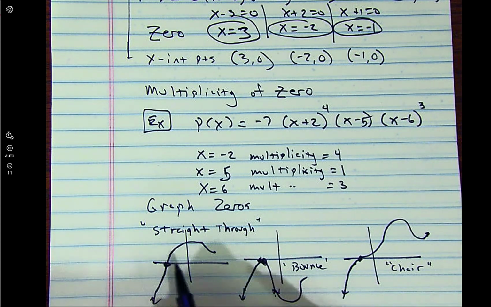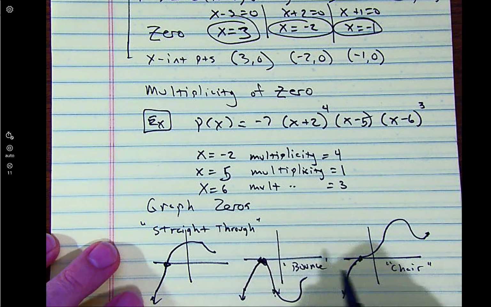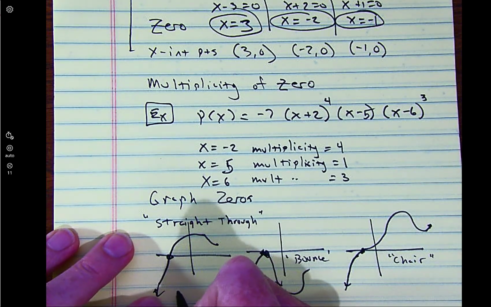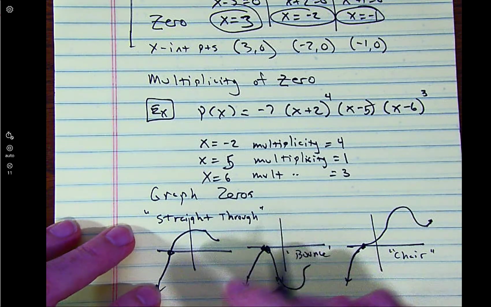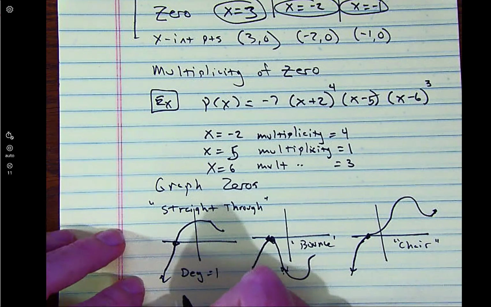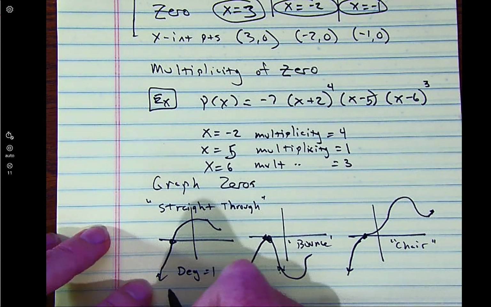Now, these zeros happen in graphs when the linear factor is degree 1. Or we could say multiplicity 1.